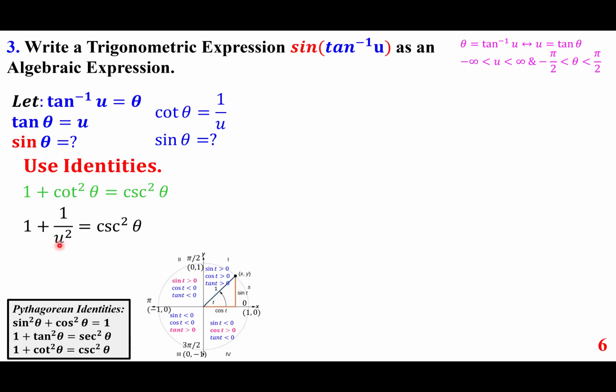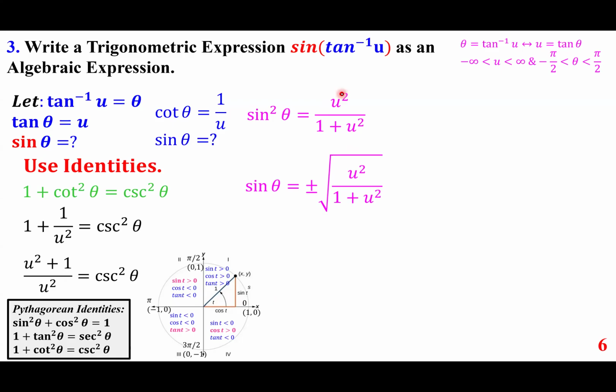Left side, the common denominator is u squared. So we get u squared plus 1 over u squared is cosecant squared. If cosecant squared is this, then sine squared, which is 1 over cosecant squared, will be the reciprocal of that. So sine squared is u squared over 1 plus u squared. And so what is sine? Take a root, but you have to take a root with plus minus and then make a decision. We just use the plus. Okay, of course, u squared, we take it out as u. You can rationalize it if you want.